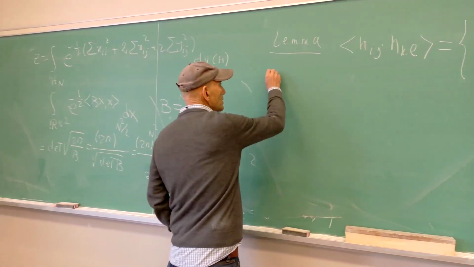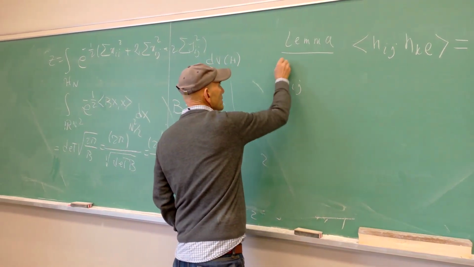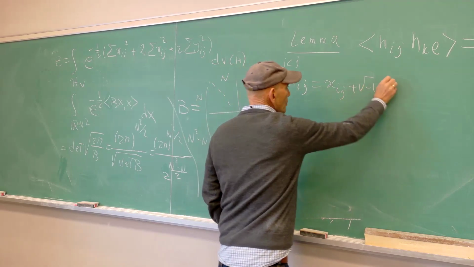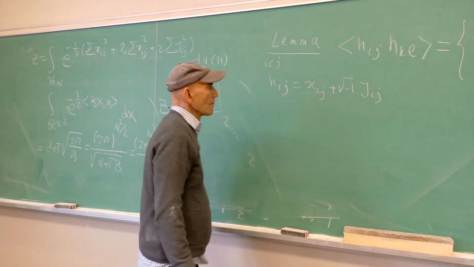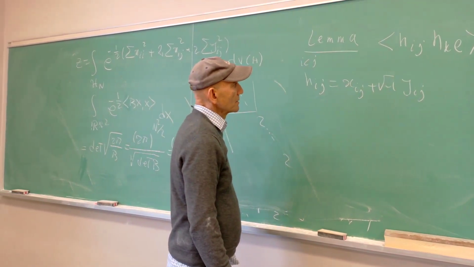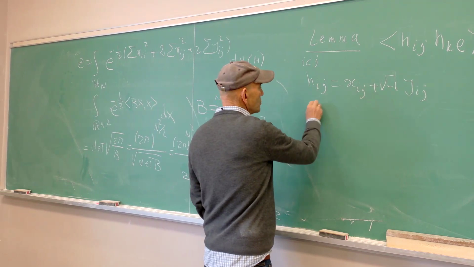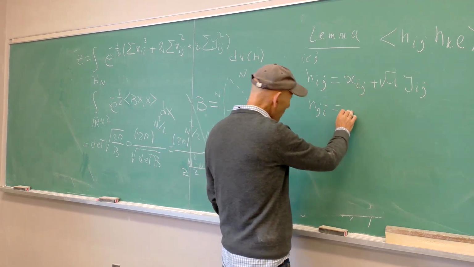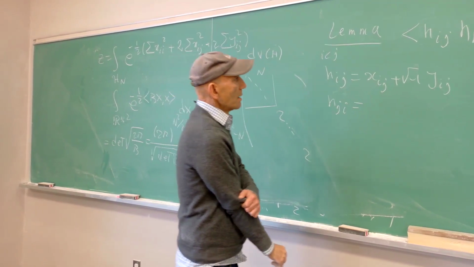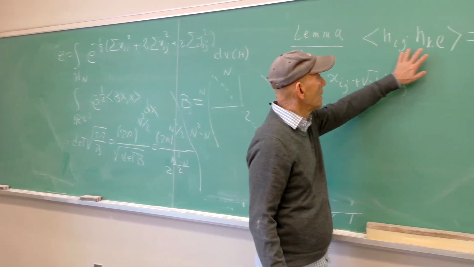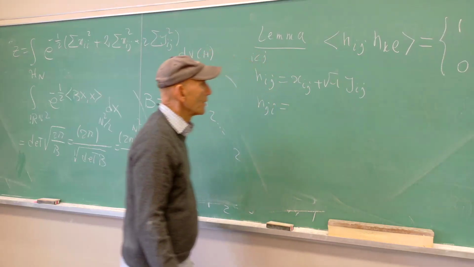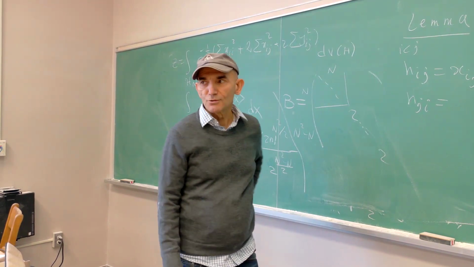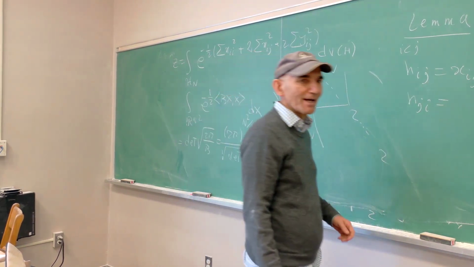For example, assume i is less than j. Let H_ij in this case be X_ij plus root minus 1 Y_ij, and let's compute also H_ji, which is equal to... All right, you know what? I'm going to leave this to you guys to do as a fun lemma.